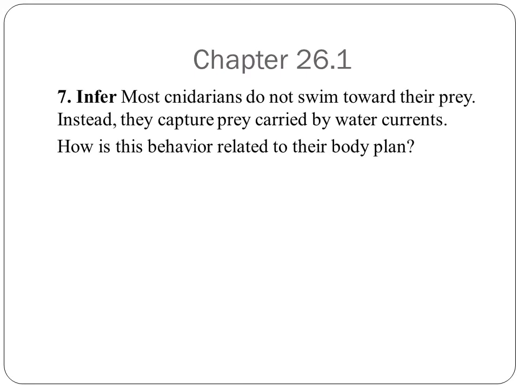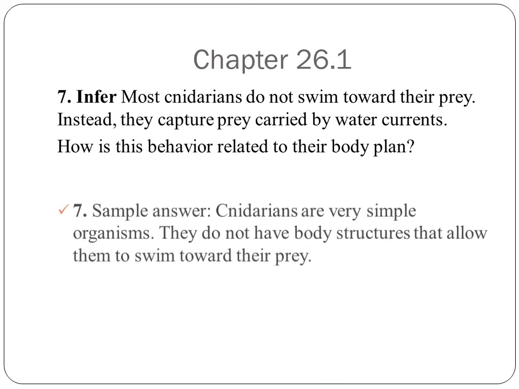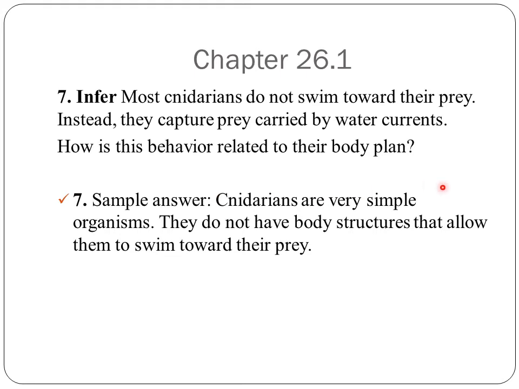Let's see another very important question. So most cnidarians do not swim toward their prey. Instead, they capture prey carried by water currents. How is this behavior related to their body plan? So the answer is cnidarians are very simple organisms. They do not have body structures that allow them to swim toward their prey.